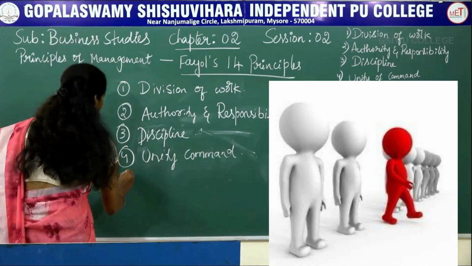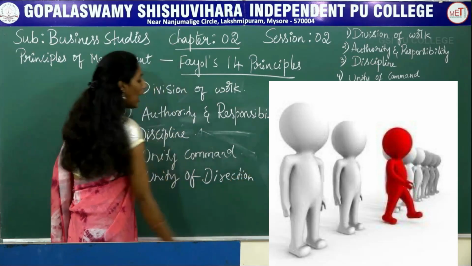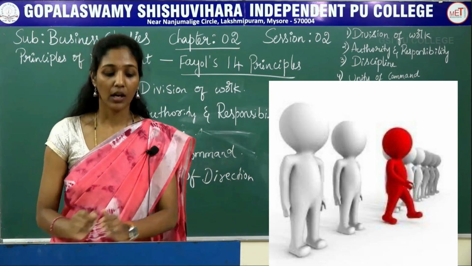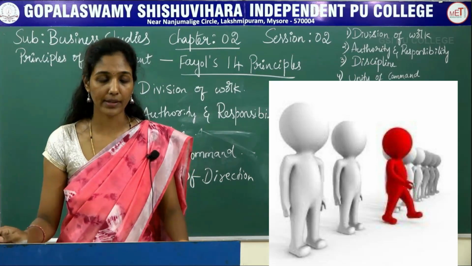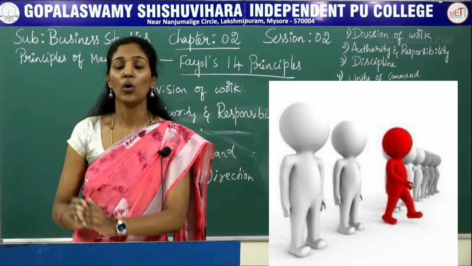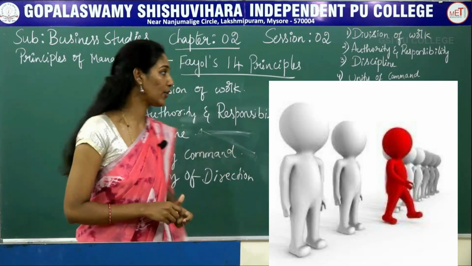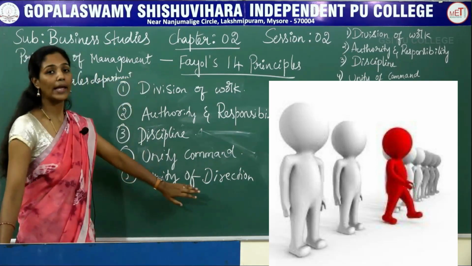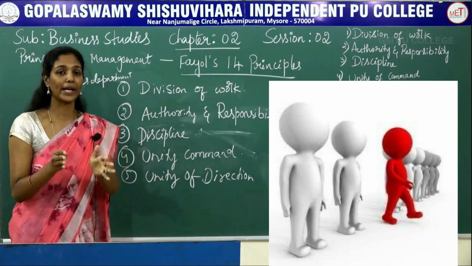The next is unity of direction. According to this principle, there should be only one head and one plan for a group of activities having the common objectives. Take for example, in an organization, as you all know, there are different departments like production department, purchase department, marketing department and HRM department. Each department should have their own managers, and they are responsible for their activities. According to this principle, in a department there should be only one head and one plan. This is the responsibility of the supervisor of the respective department.